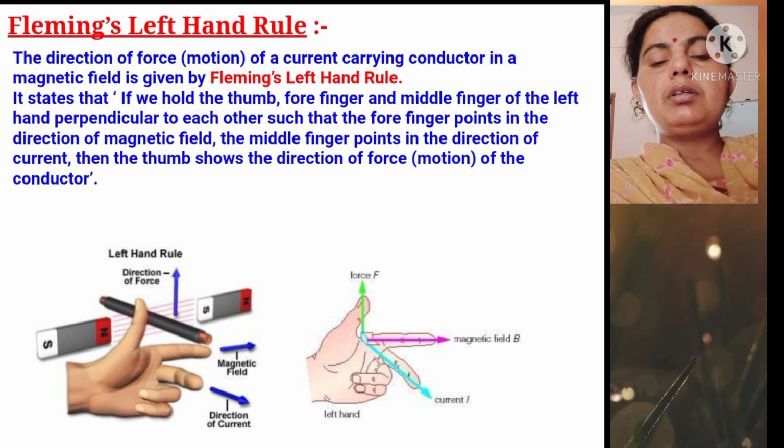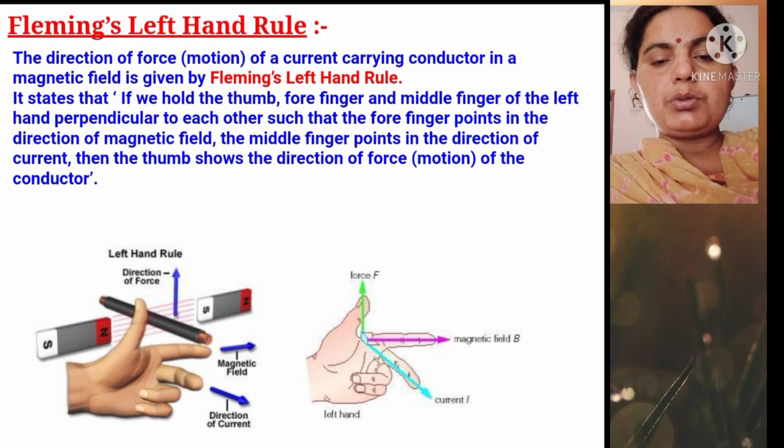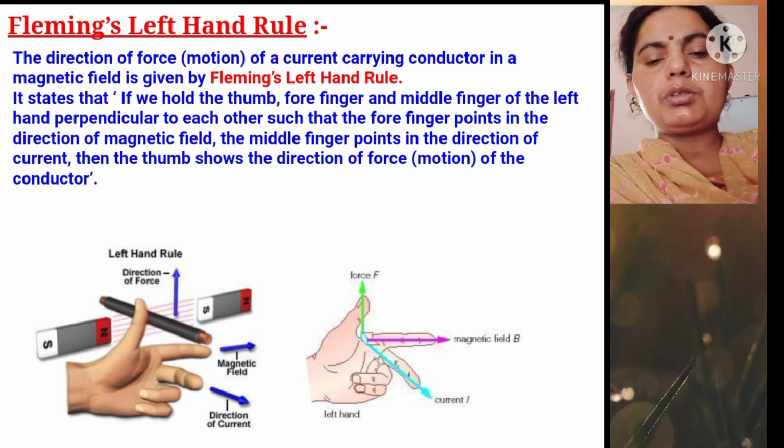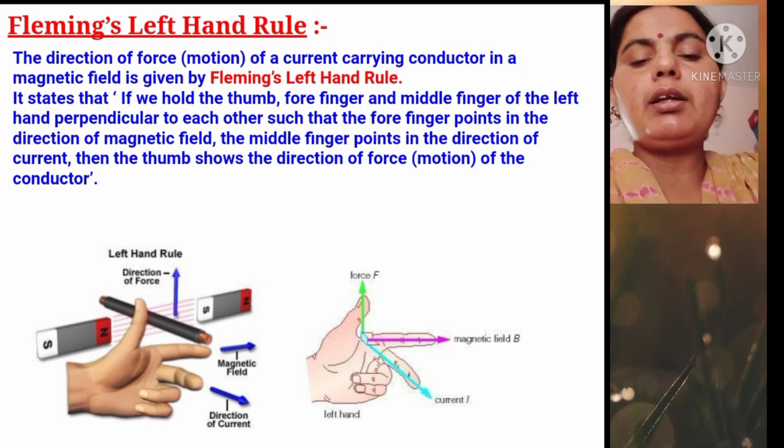So in this video we have learnt about Fleming's left hand rule, what electromagnets are, what properties electromagnets have, and what the effects of the conductor are over the magnetic field.